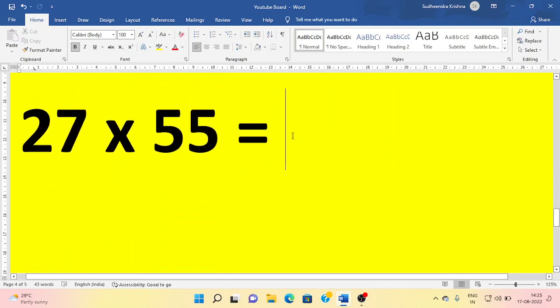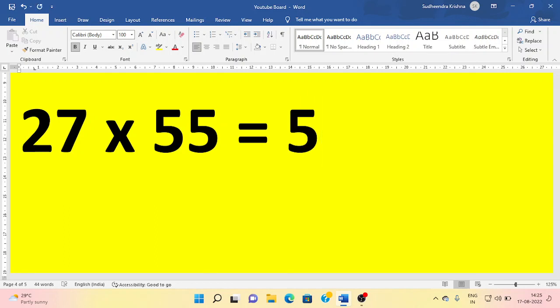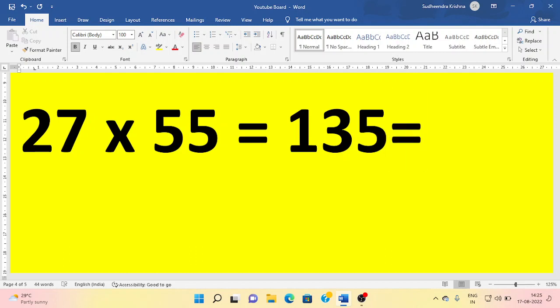27 into 55. So first step is put 5 in the units place. Now what you do is subtract 1 from 27. 27 minus 1 is 26. Find half of 26. Half of 26 is 13. Okay, so this is the first step. Now in the units place of 135 you have 5. Put that 5 as it is.